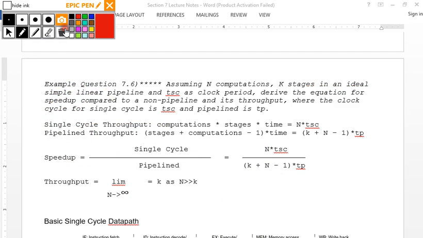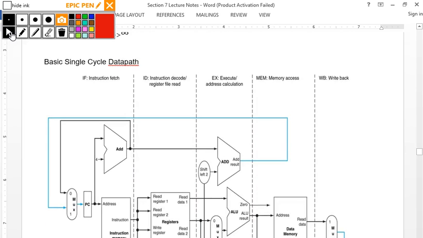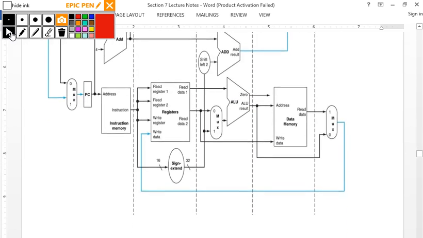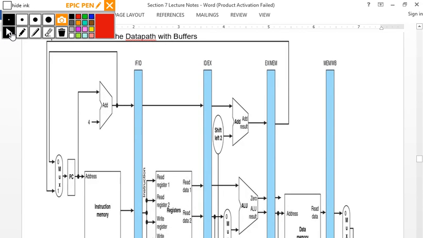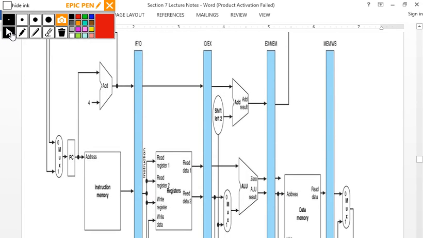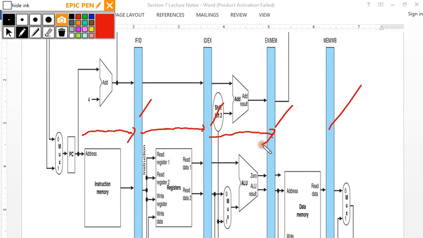So we can keep going and show an example here. So basic single cycle data path, you have your 5 stages, right? And then pipelining with buffers. So now we're putting everything in between them, right? So we have these registers here. If you go back to the principles of pipelining, 2 nanoseconds, waits, 3 nanoseconds, waits, 2 nanoseconds, waits, 4 nanoseconds, that was the longest one, so it just goes right there.